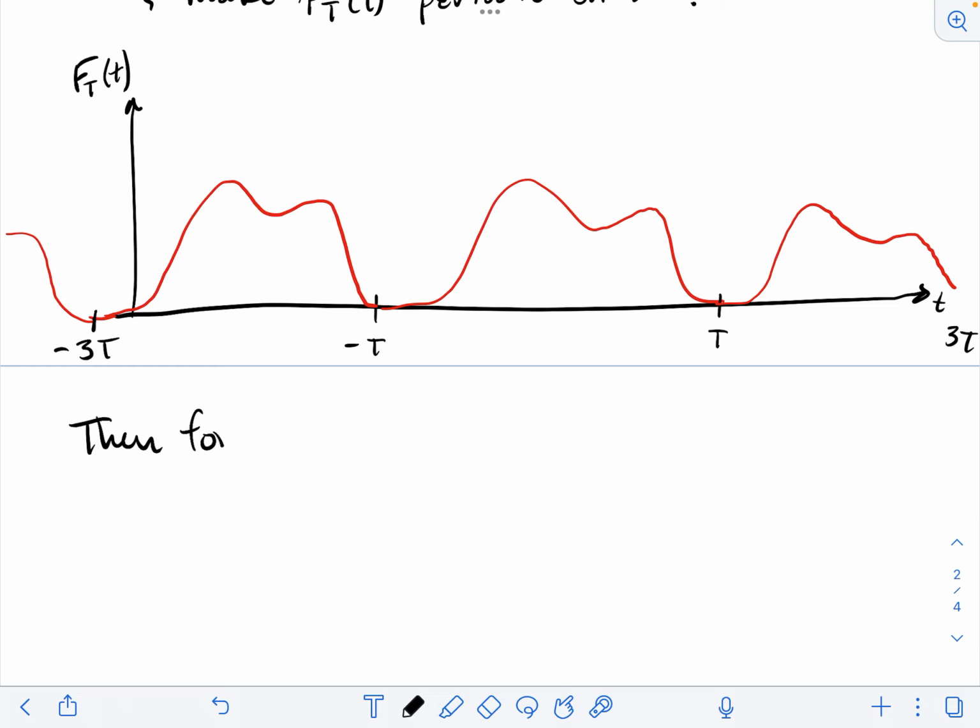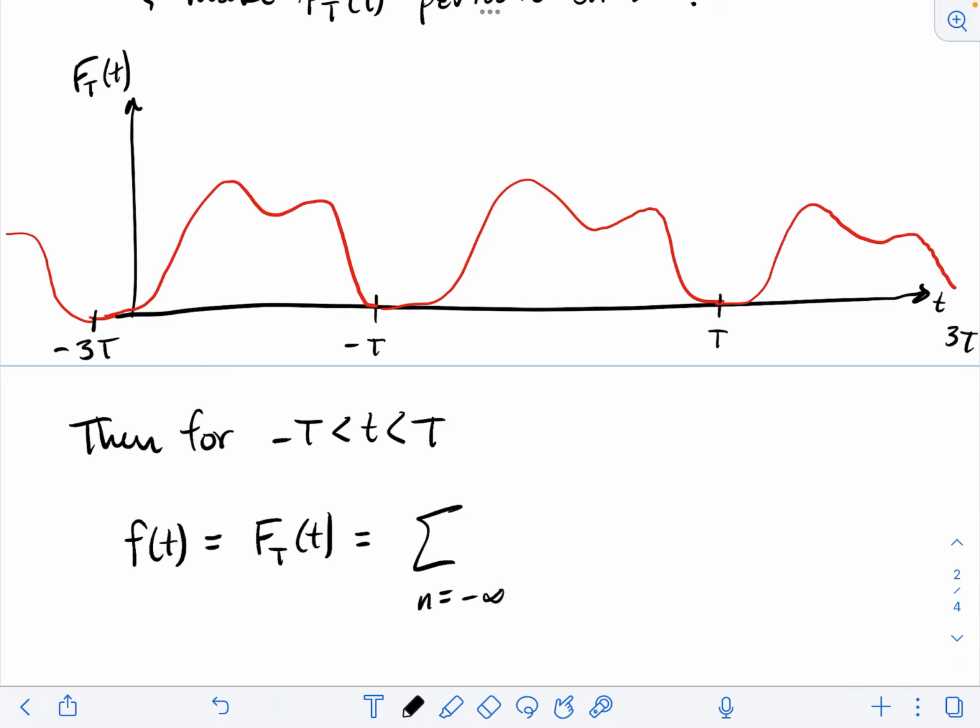So then what we can do is we can say, for the time interval between minus capital T and plus capital T, our original function, little f of t, is equal to the periodic function. And because this big F function is periodic, we can express it as a Fourier series, and we know how to do that. We sum from n equals minus infinity to plus infinity, and then there's some Cn coefficients.